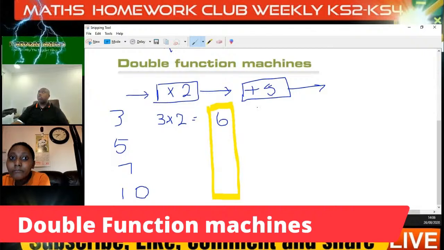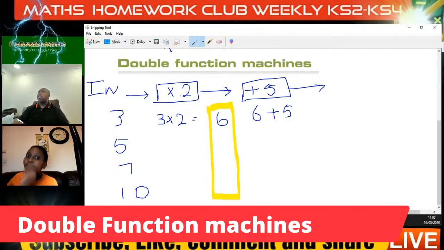Then I'm going to do 6 add 5. Yes? Why did I do that, Danzel? Because it's an input. Yeah, because our input, let's write the input here. This is my function here, and it's going to give me my output.